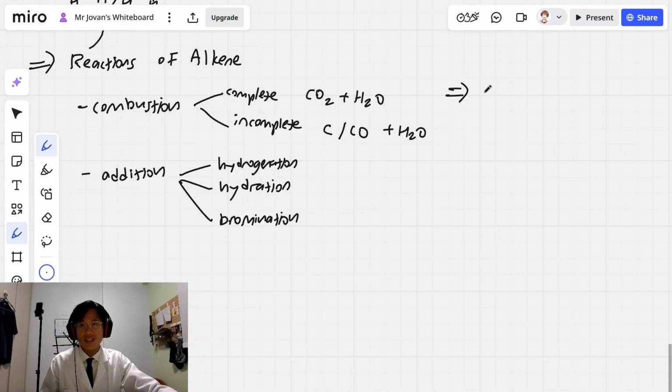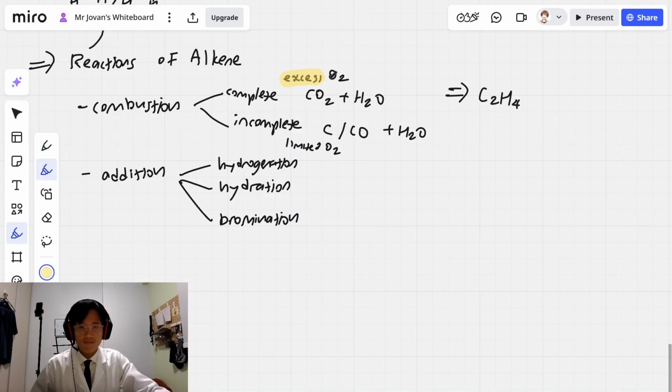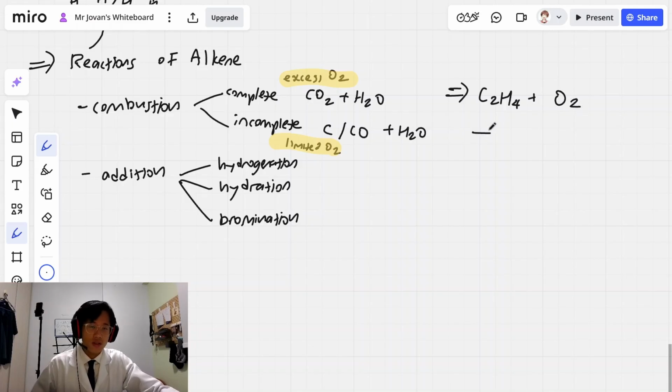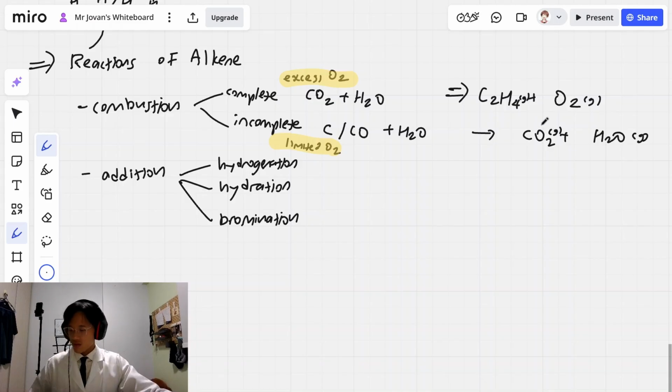We're going to use the simplest alkene for this example, C2H4. Remember when I say complete, it means it has excess O2. Incomplete, limited O2. Do take note. So if I have excess O2, what do I get? CO2 and H2O. Remember the state symbols. Ethene exists as a gas too. Now I want you to balance this. I'm going to just do a quick one for you. This is complete combustion.